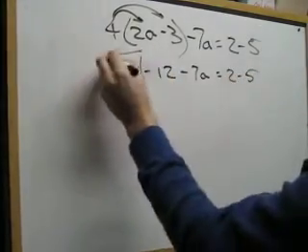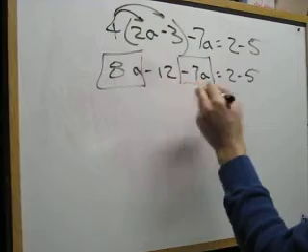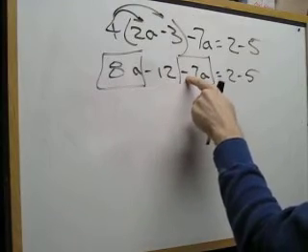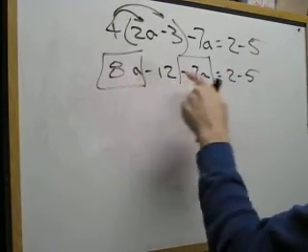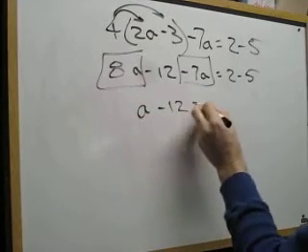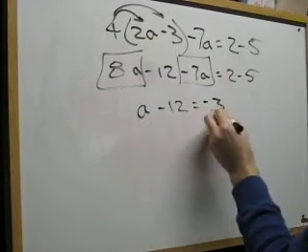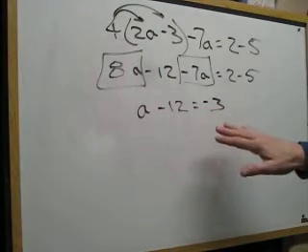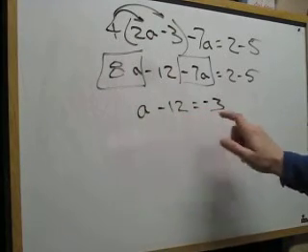Now I start combining the things that I have that are alike. Notice again how I circled the sign as well as the number. 8a minus 7a is a. Minus 12, we'll leave that alone, equals 2 minus 5 is negative 3. So now I'm down to real simple again, 3 different terms.